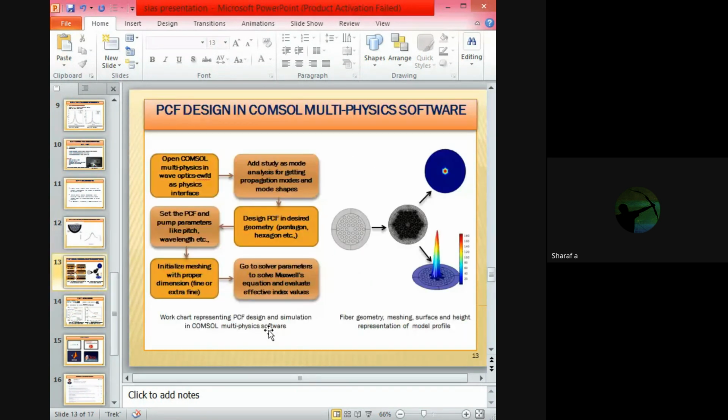Now, going to the different steps that we will do in our project. The first one is that we have to design the photonic crystal fiber, and we use COMSOL Multiphysics software to design it. We will fix all these parameters, geometries, materials, etc., and we will have some kind of geometry. You can use different kinds of geometry. You can use hexagonal geometry, you can use pentagon or square lattice, etc.